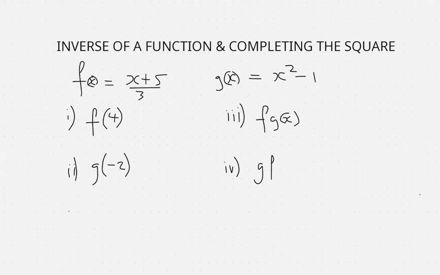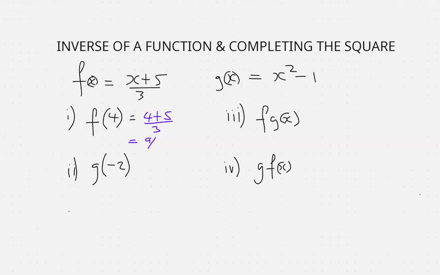So f of 4, what does that mean? This is a direct function. That means you are directly going to be substituting the 4 right here. You're going to put the 4 where the x is. So you're going to end up with 4 plus 5 over 3. That works out to be 9 over 3, which works out nicer to be 3. Very easy.